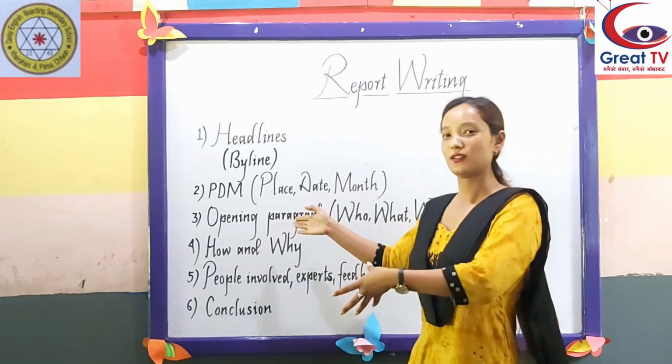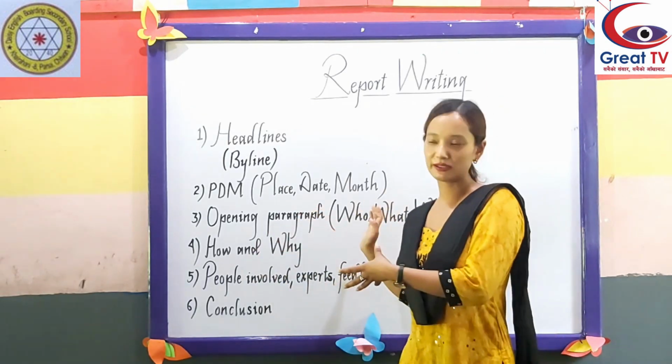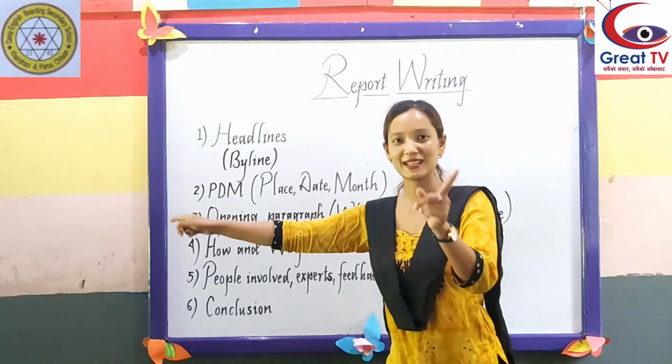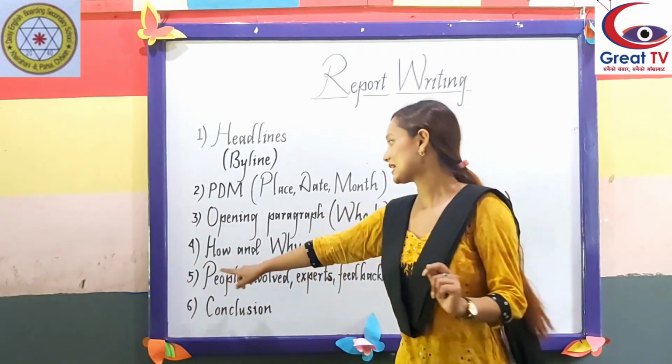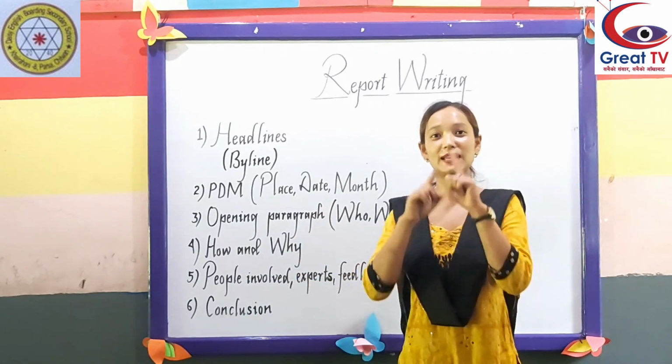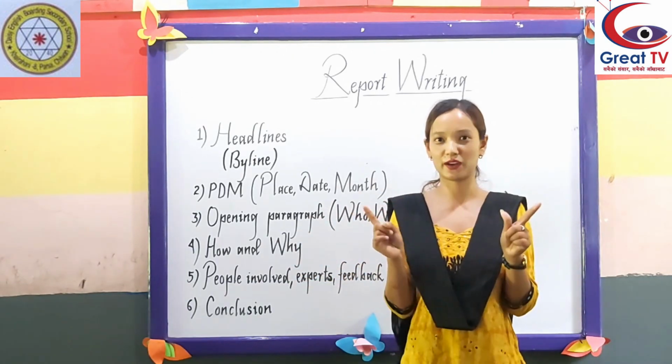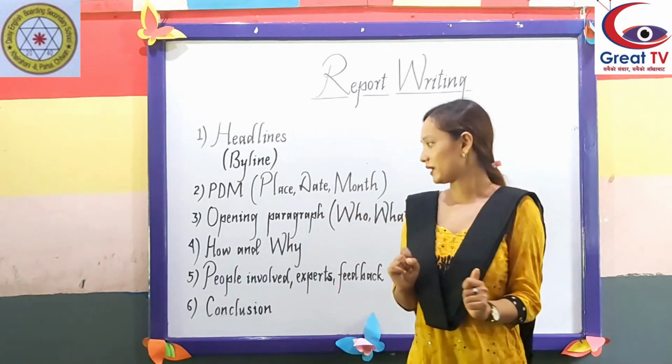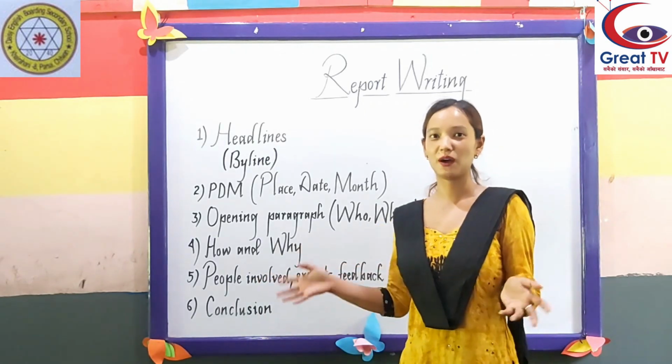After the opening paragraph, what comes next is the second paragraph of the report. That is how and why. This also makes up the explaining paragraph, where you're going to explain how and why about the report.